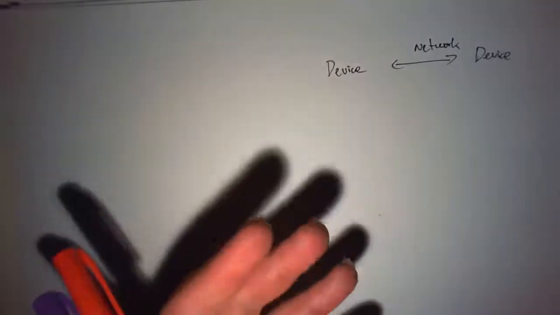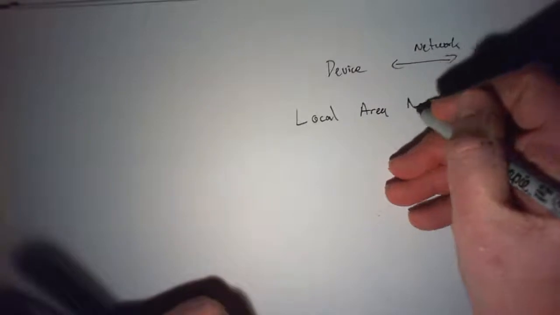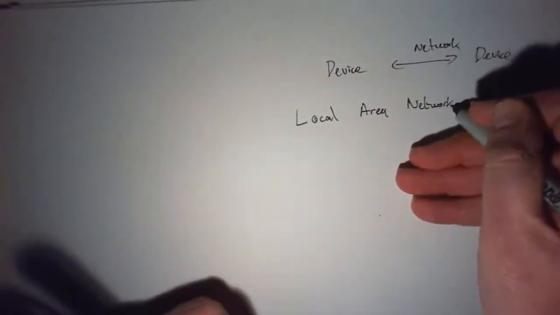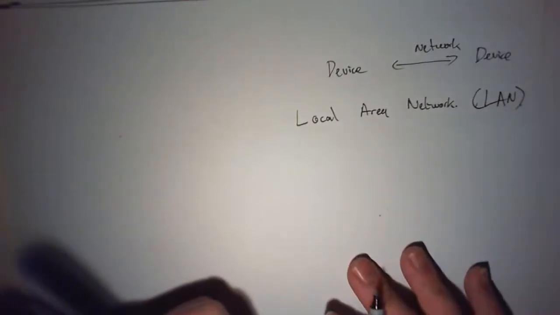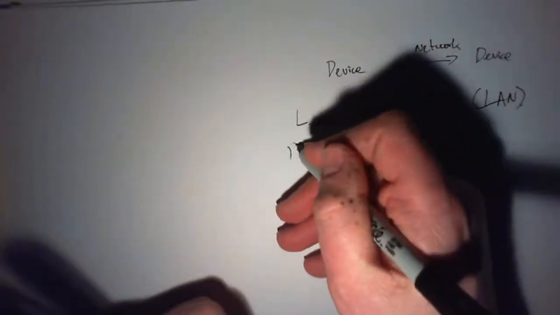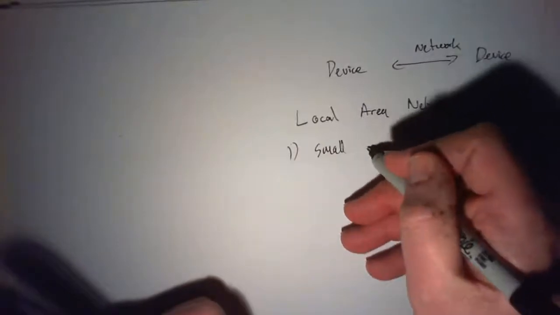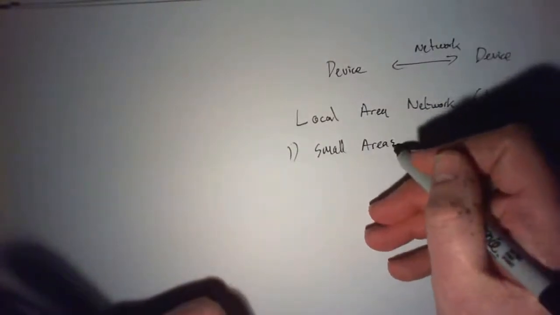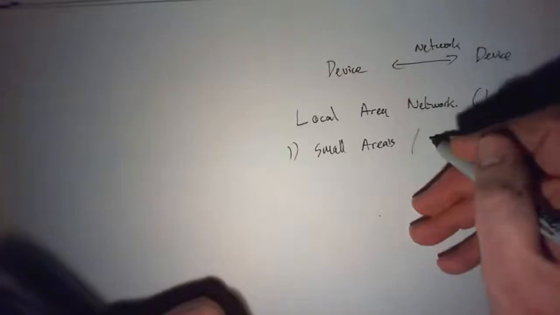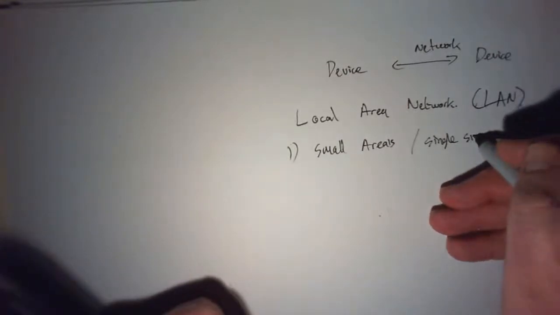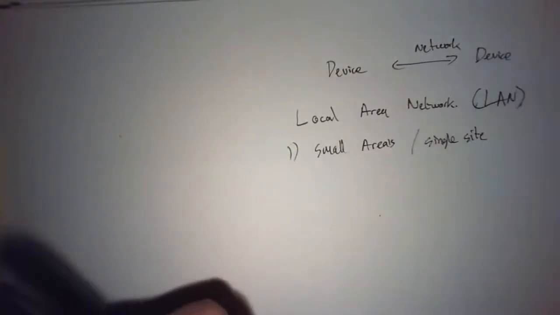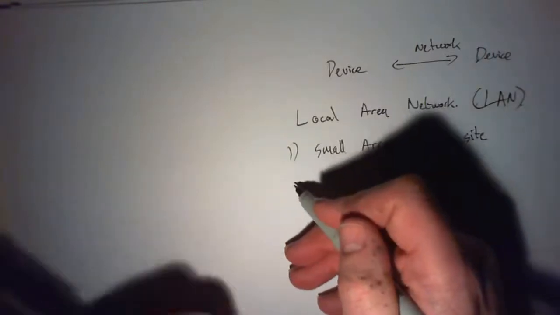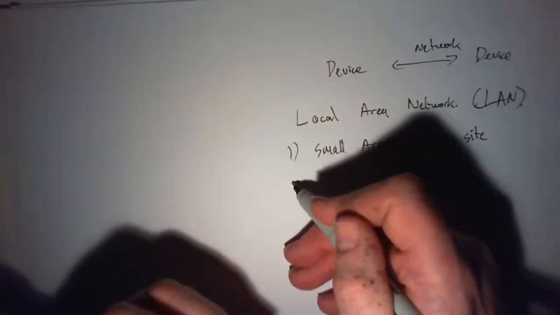And we're going to look at two of the most popular networks. The first one we're going to look at is a local area network, or LAN, henceforth known as a LAN. Okay, so LANs tend to cover small areas, relatively speaking. Usually a single site, or it could be a group of sites, but within a single organization. That makes sense to you, like campuses of a college or something like that.